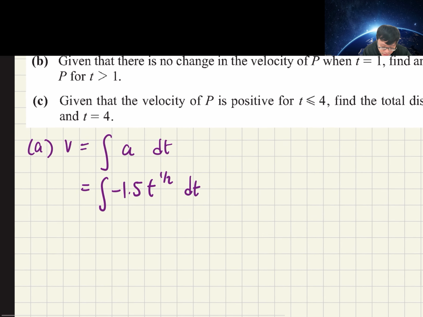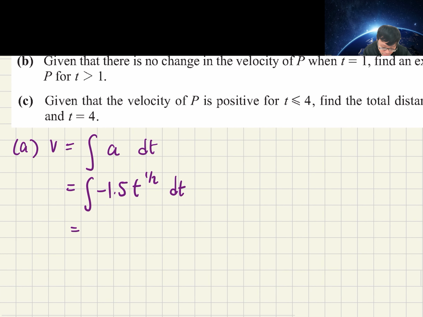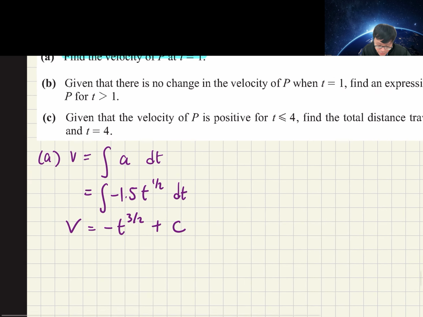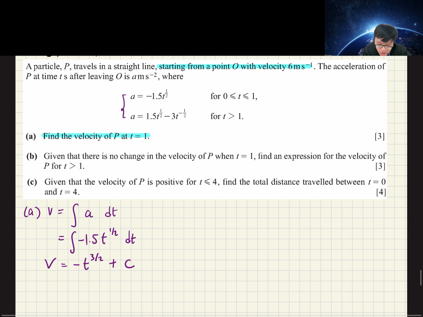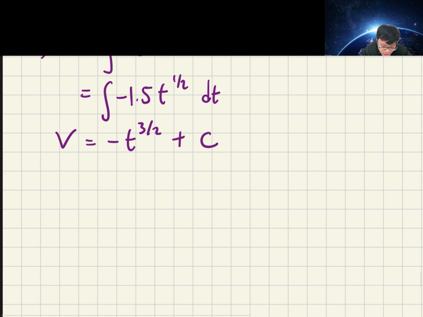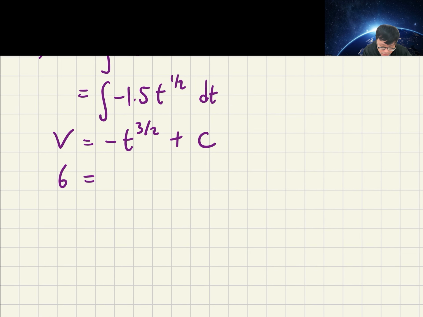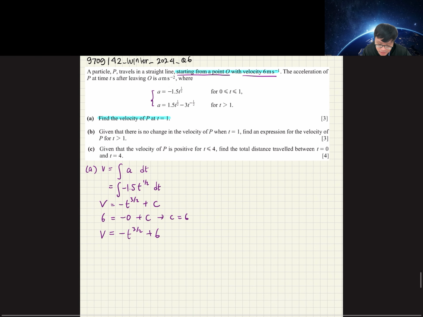You integrate, and you will get minus t to the power 3 over 2, plus c. And how to find c? Once again, you plug in t equals 0. When time is 0, velocity is 6. So you plug in 6 equals minus 0 plus c, or c equals 6. So that means velocity is minus t to the power 3 over 2 plus 6.